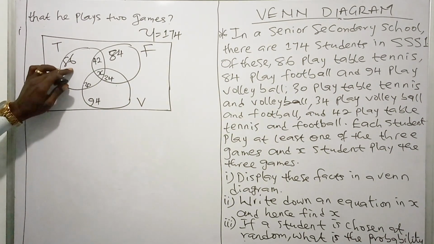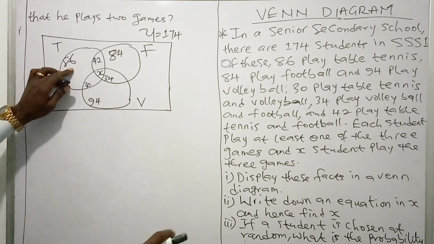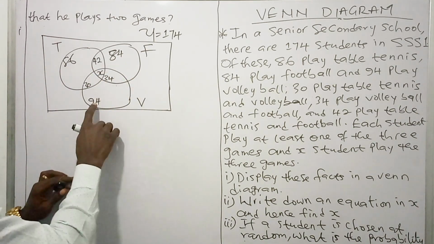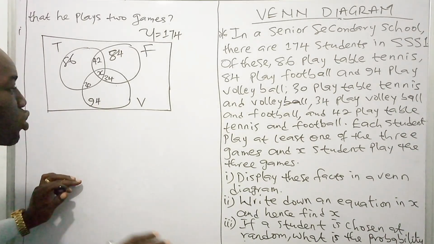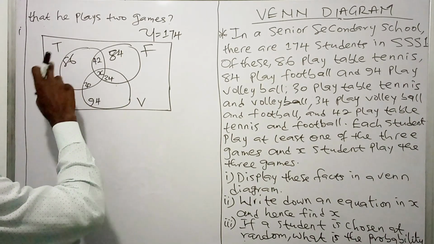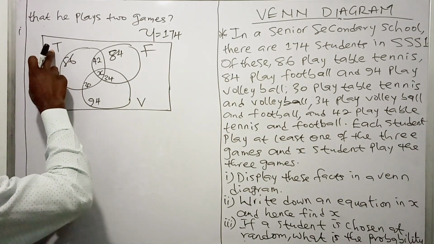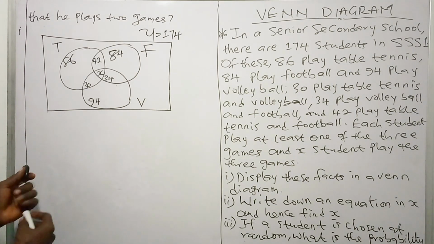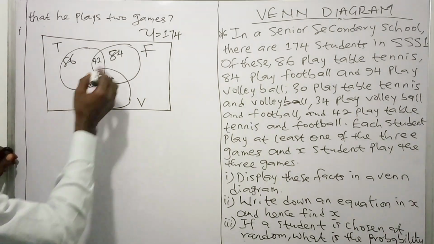Now, after doing this, the next thing we have to do is this. The 86 here is not the number of those who play table tennis only. The 84 here is not the number of those who play football only. Likewise, the 94 here is not the number of those who play volleyball only. So we're going to get the number of students that participate in each game only. Now, how do we achieve that?